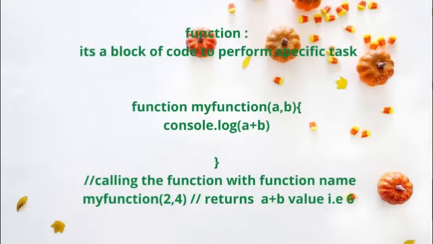Functions. A JavaScript function is a block of code to execute or perform some particular task. It is reusable. I mean, wherever we need it, we can call that function with the function name, as you can see in the example. This is all about JavaScript non-primitive data types.